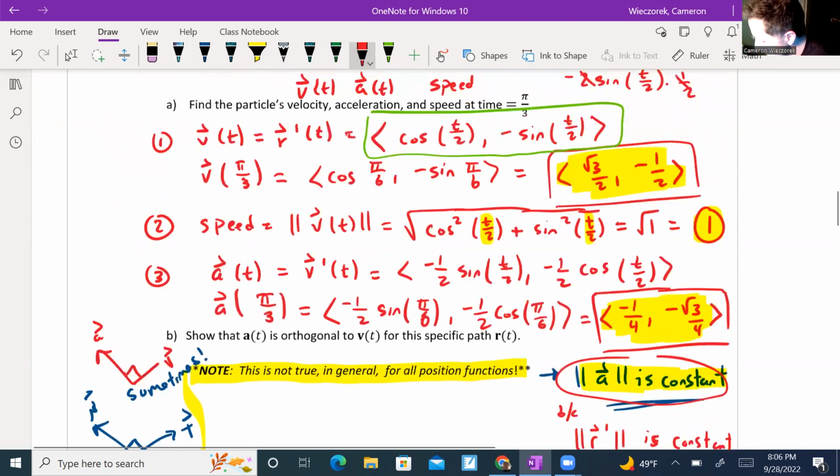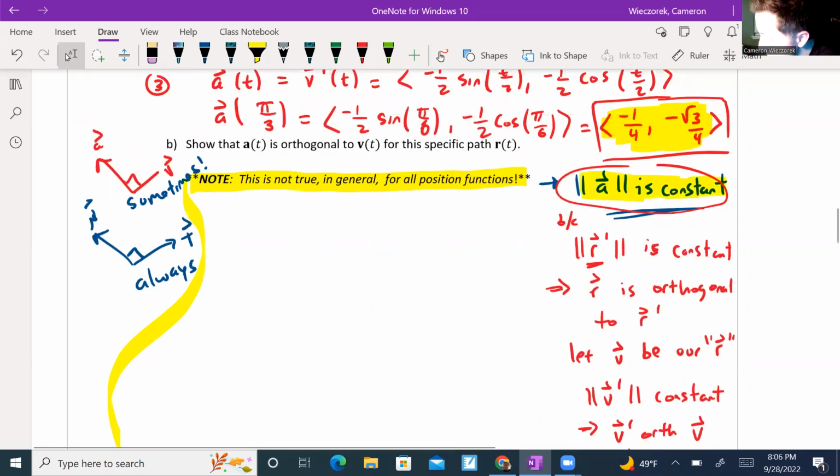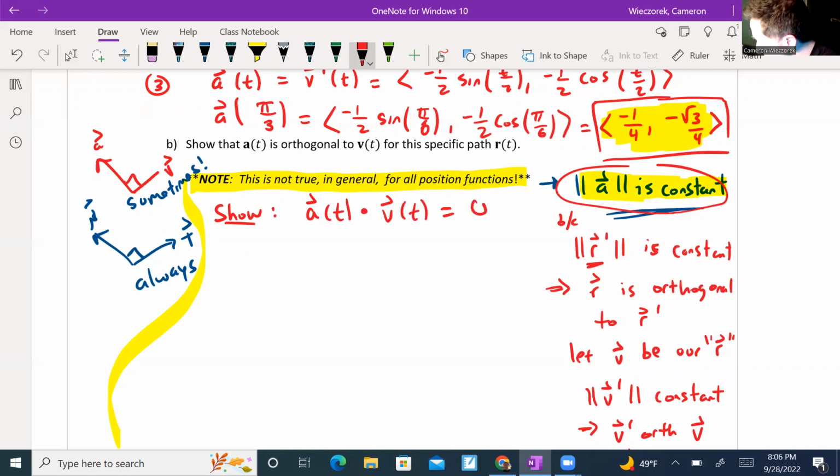So all we're going to do, tricks from the past, how do we prove things are orthogonal? We're going to show that a of t dotted with v of t equals our favorite number, 0. Dot products equaling 0 means that vectors are orthogonal. Notice I'm going to do this for general times t. It means it should work no matter what the time is. It should always be orthogonal in this case.